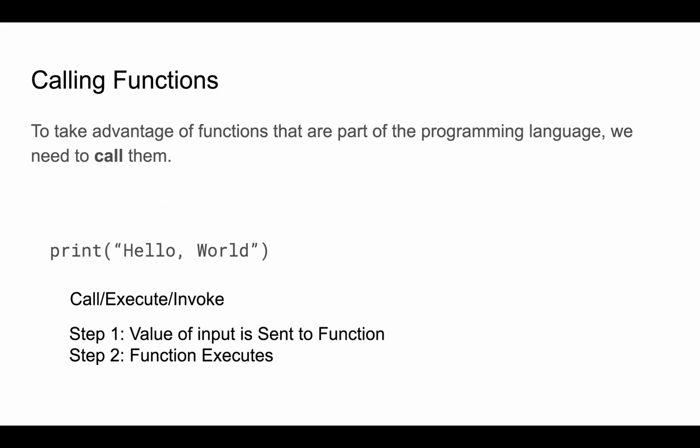I just used the term call, but there are three words that are equivalent. We can say the function is called, that it is executed, or that it is invoked. And I like to think of this as a two-step process. First, the value of the input is sent to the function, and then the function executes its instructions. This code results in the message hello world being printed to the screen.